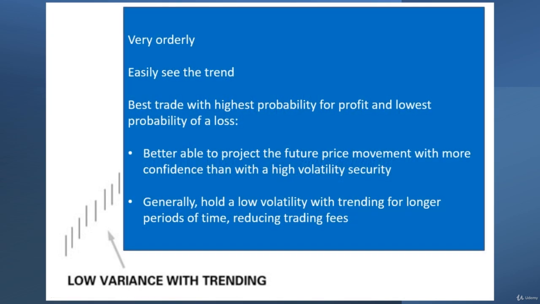So when you see low variance with trending, right? So there's very low volatility, but it is trending. It's part of something that's already there. Something being low variance would be very orderly, right? There's not a lot of ups and downs and a lot of movement all over. It's all very orderly, and you can easily see the trend too. So low variance with trending.